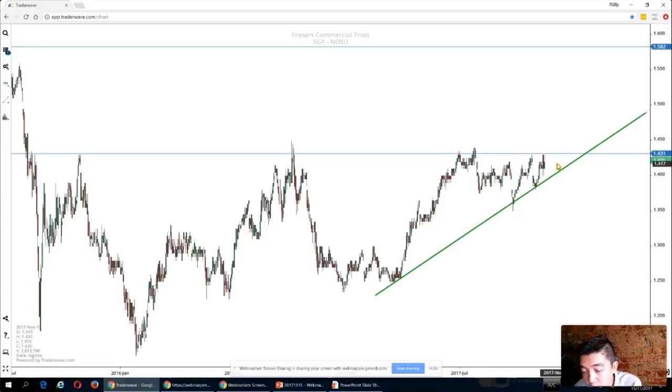So which means that potentially over the next 1-2 weeks, maximum a month, we could see the price either breaking above the 143 cents key resistance, which is definitely a very strong bullish sign. Either that, or it could break down that green uptrend support level.